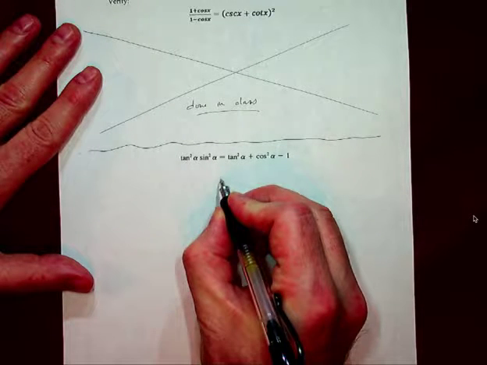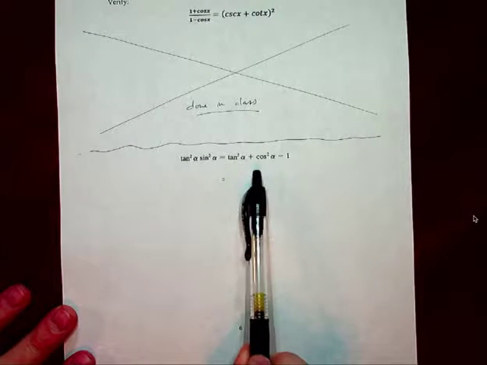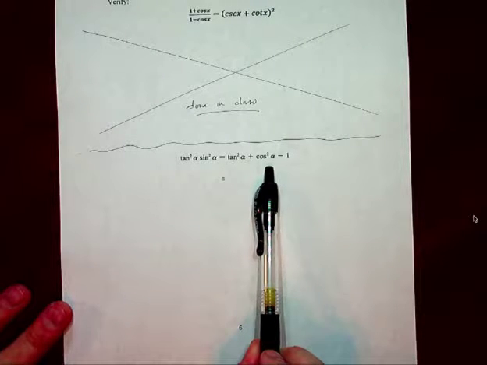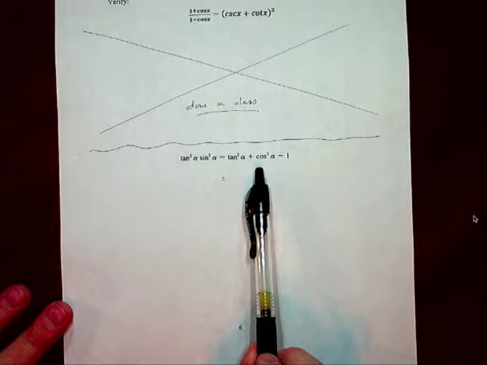Tangent squared alpha times sine squared alpha is equal to tangent squared alpha plus cosine squared alpha minus 1. Now, the right-hand side is a little bit more complicated because it's second degree, while the left-hand side is fourth degree, but it's also three terms. What I'm going to do is, I see that my left-hand side is all in terms of tangent and sine. I have a cosine squared here, but it's minus 1 instead of 1 minus.